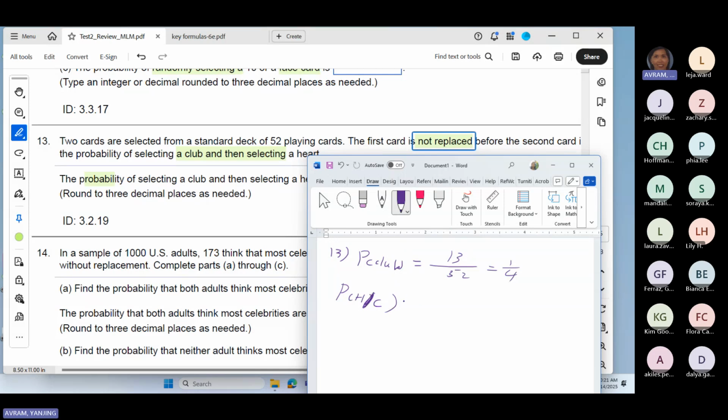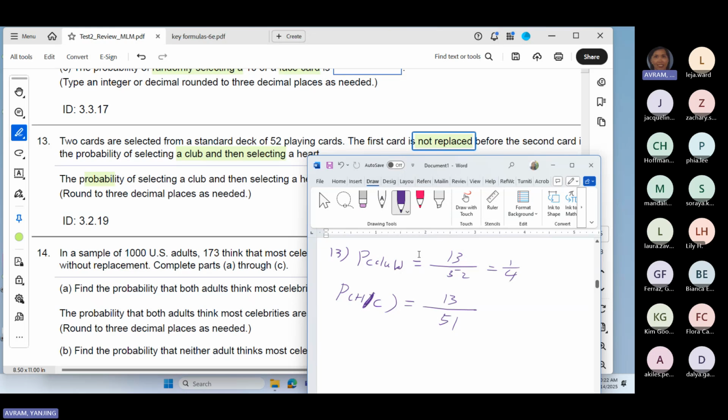Okay, and probability of selecting a heart, given the club is already out. So what does that mean in here? How many hearts do I have? Well, I have 13 hearts. Okay, but given the one club is already out, it didn't replace. So my sample space is only 51 there. I do not have 52 anymore. Okay, so that's the condition. Given this condition has already happened. All right, this one is probably a little bit extra in here, right? And then we just multiply these two together.